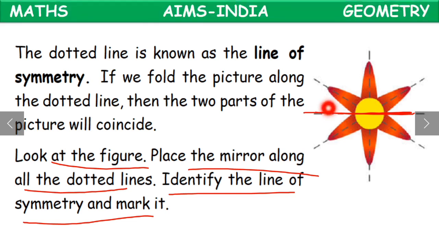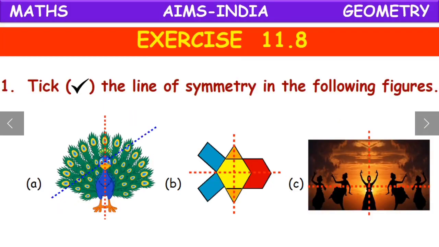Now what is the symmetry? When is a figure said to be symmetrical? A figure is said to be symmetrical when it has two mirror halves, or when we fold it along the line of symmetry, both the halves should be exactly the same and both the parts should coincide. Coincide is nothing but overlap each other. Now coming to the exercise problems here.